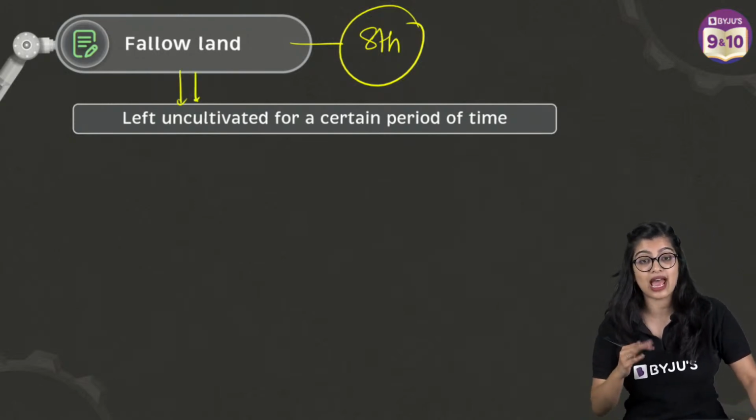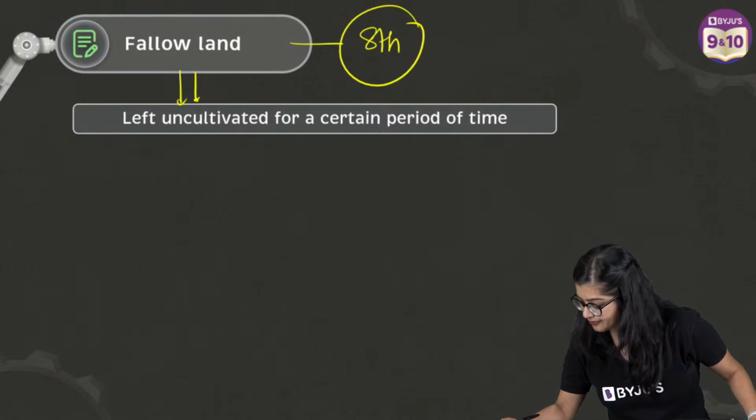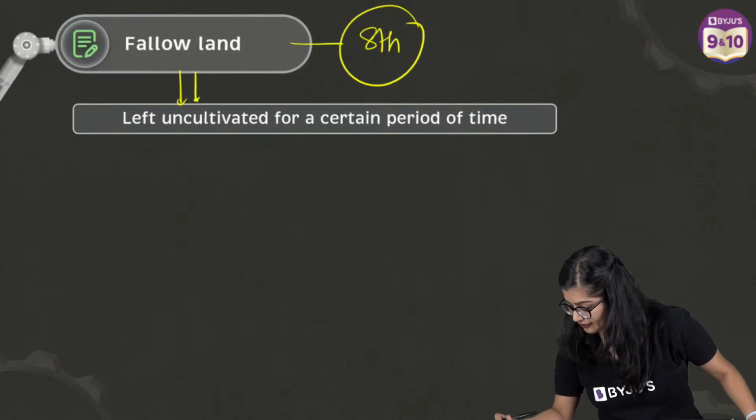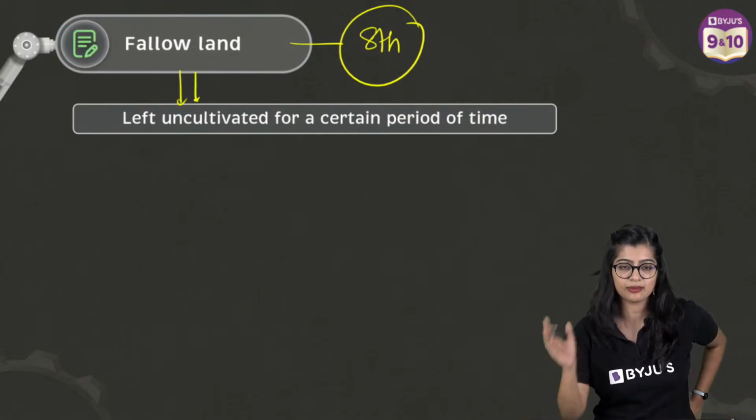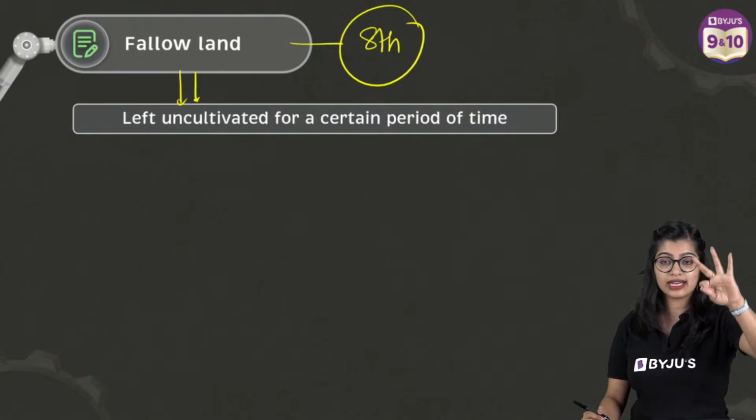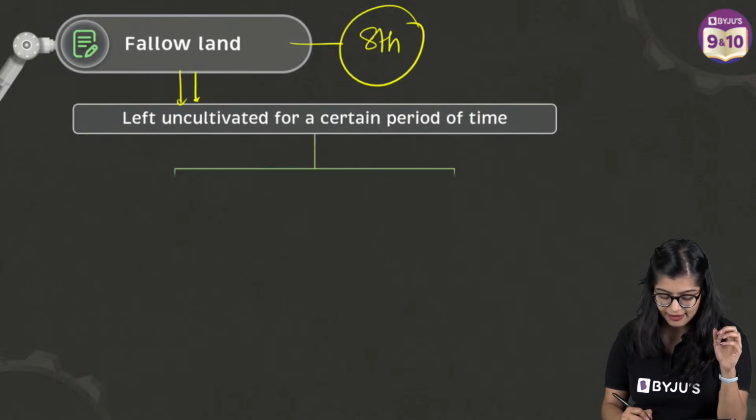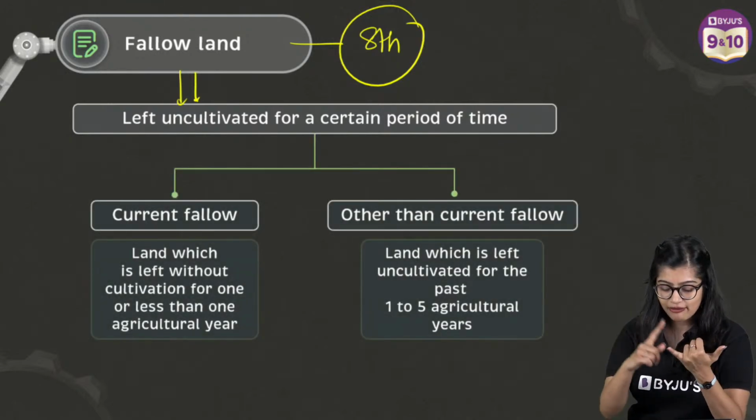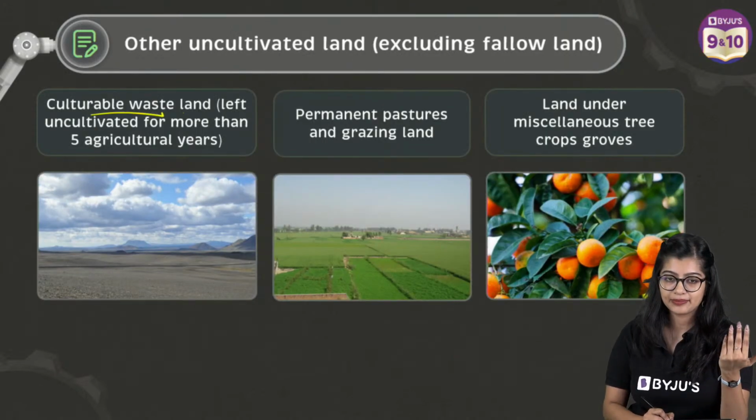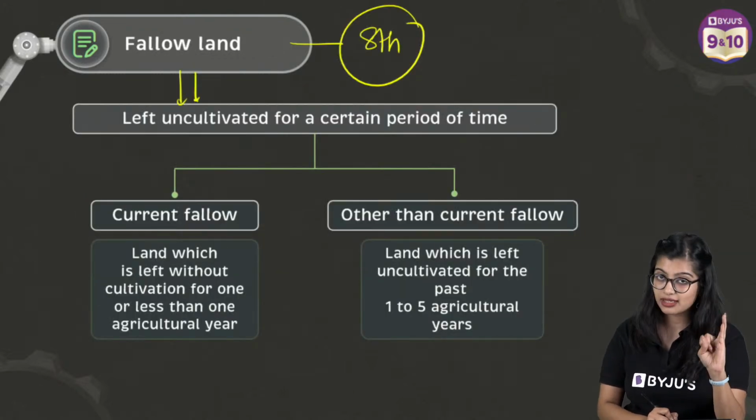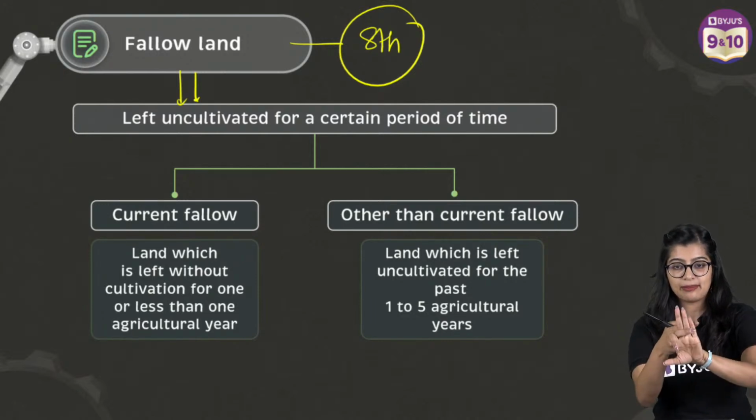Now under this fallow land, there are 3 types, okay? But just that the third type falls in a different category altogether, right? As we know that there are 3 categories under fallow land, first one that we have is current fallow, then other than current fallow, and your third one comes in culturable wasteland. These are your three categories.